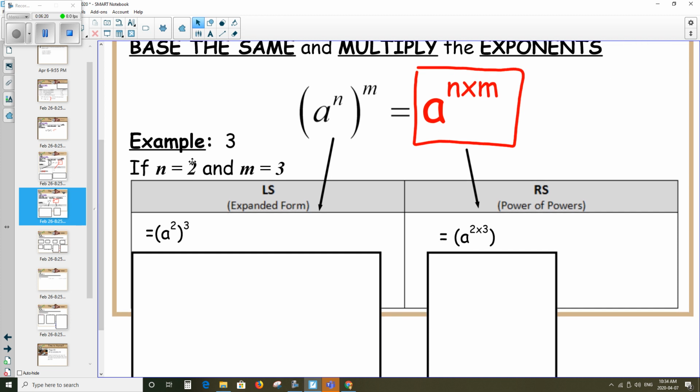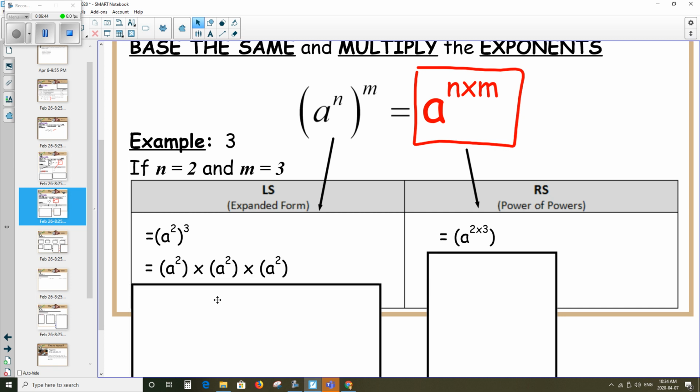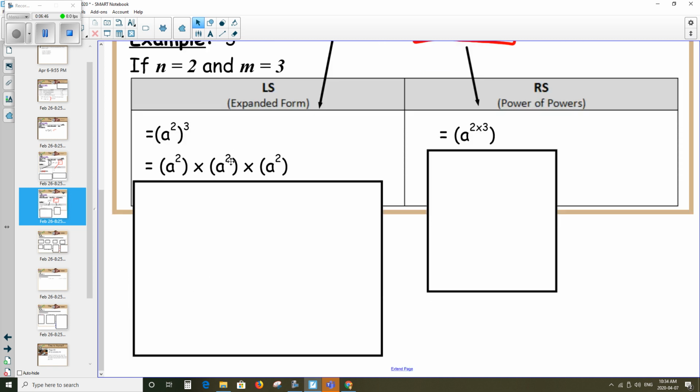I'm assuming n is equal to 2 and m is equal to 3. I just made those numbers up. Replace your n and m in the equation here and write this in expanded form. How will we write this in expanded form? It's a squared to the power of 3. That means we're going to write 3 of these. A squared, we're going to write that 3 times: a squared times a squared times a squared.